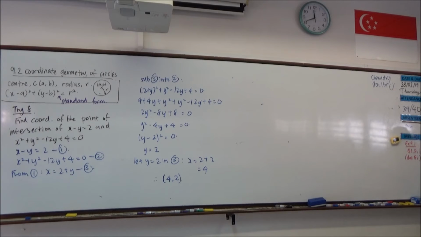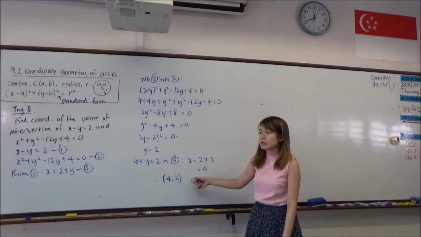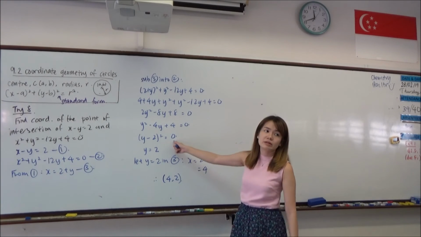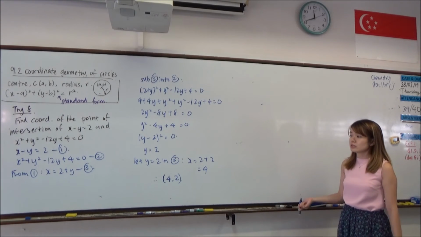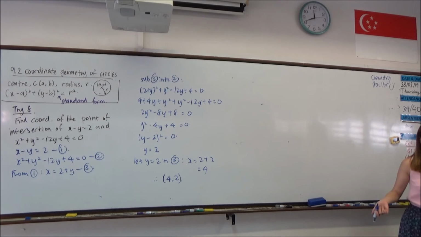You are able to get 4, 2. There is only one coordinate, okay? Because down here, if you plus or minus 0, it's still 0. There's no positive or negative 0. So therefore, there's only one point of intersection in this case.